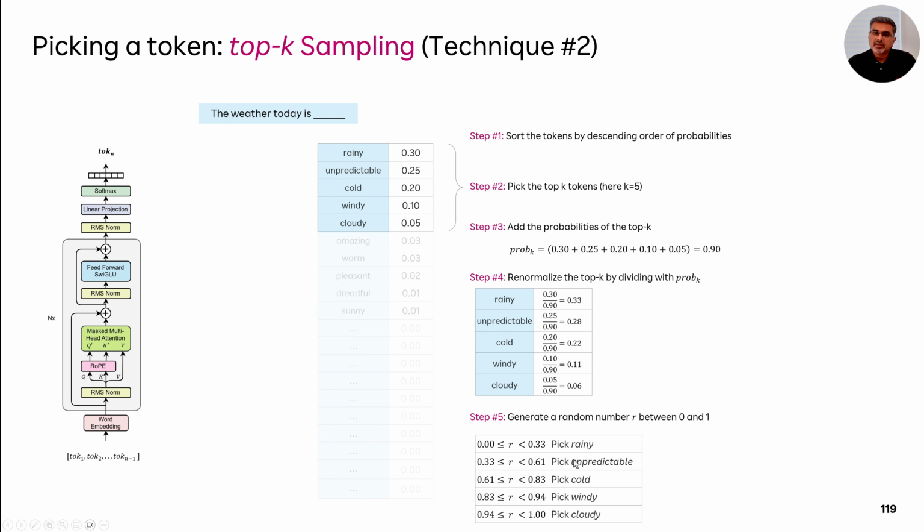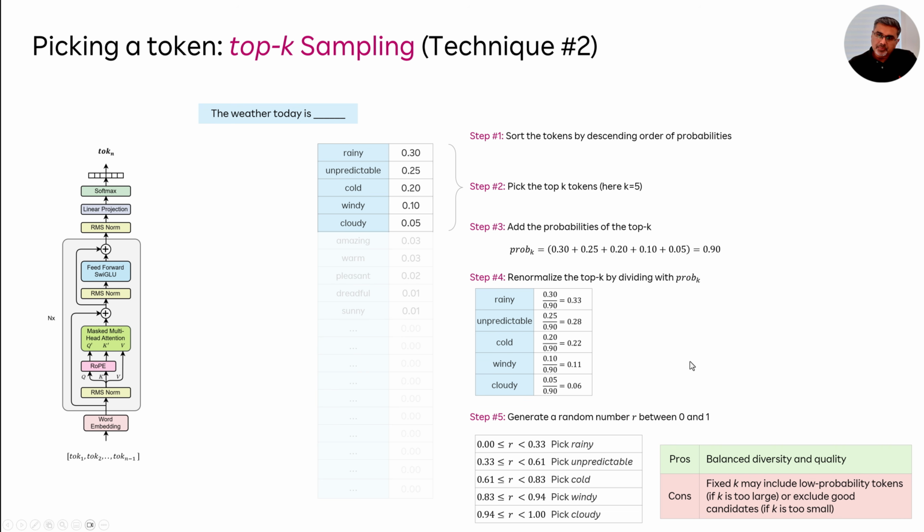When you renormalize, you are picking from these top K samples using this distribution. Because rainy has the highest probability, it is still most likely to be picked, but it also gives a chance to the other tokens based on this new renormalized distribution. So the pro is that you get balanced diversity in picking tokens. You don't get the repeatability, which is boring when it comes to predicting the next set of tokens.